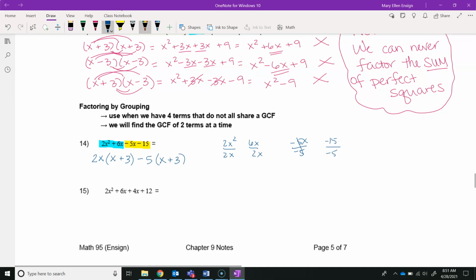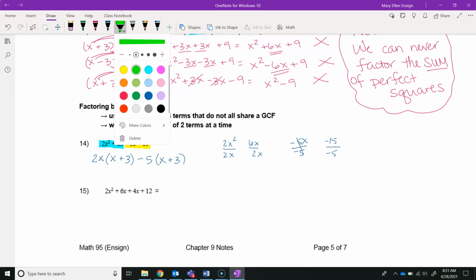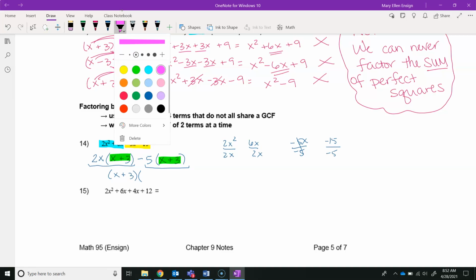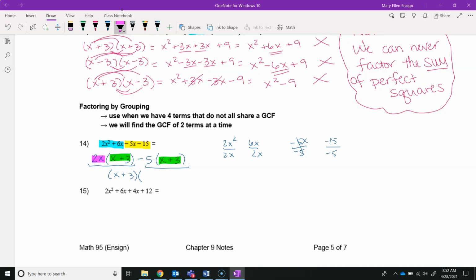Now if I look at what I have, what I have in parentheses is the same for both terms, which it always should be at this point of factoring by grouping. So in essence, I can think about this being one term, this being another term. What do they have in common? They have that x plus 3 in common. That's like their greatest common factor. And then what do they have left? Well, if I look at this first term and I pull out the x plus 3, then what is left is 2x. And if I take the second term and I divide out the x plus 3, what I have left is negative 5.